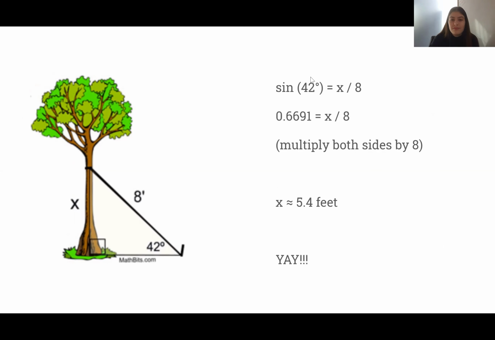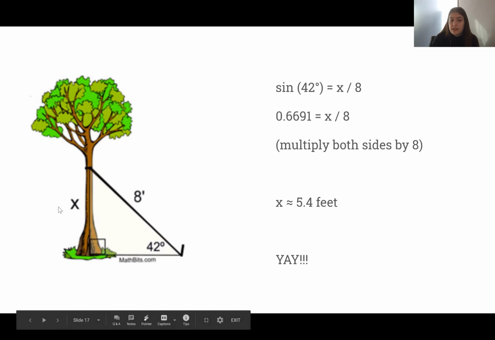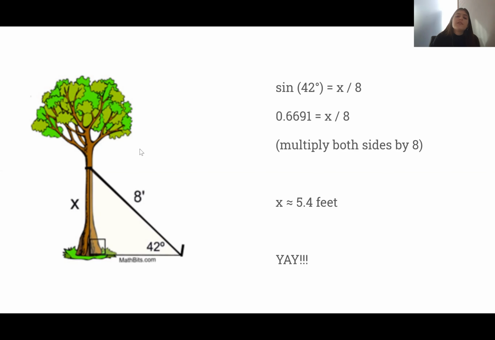Okay. Sine of 42 degrees, I had 40 degrees right here, is equal to our opposite, which is our x that we're still trying to find, divided by our hypotenuse, which is 8 right here, right? That's the length of our wire. So when you plug in sine of 42, again, make sure you're in degree mode, you'll get 0.6691. That's going to be equal to x over 8, and all we do is multiply both sides by 8 to get x by itself. So then 8 times 0.6691 is approximately 5.4 feet. Yay!